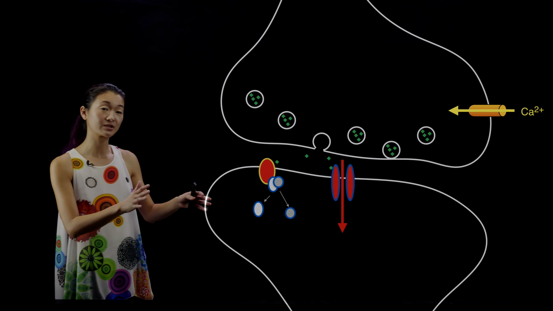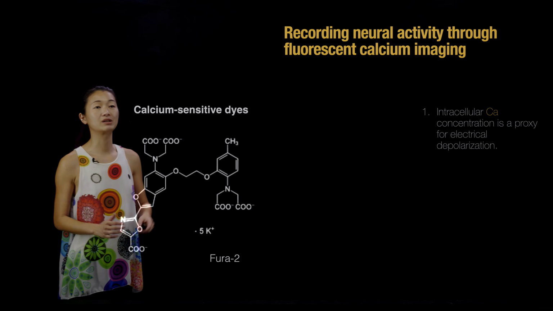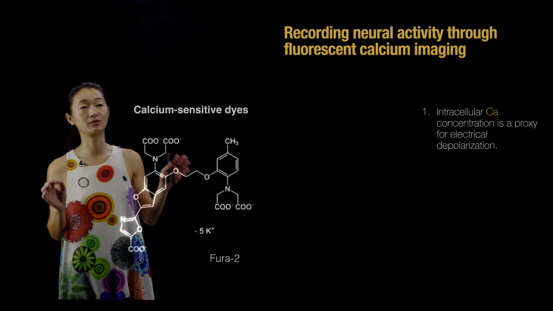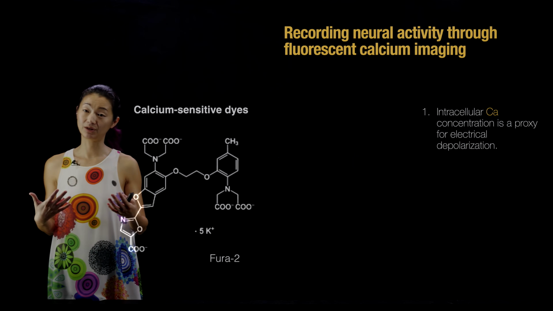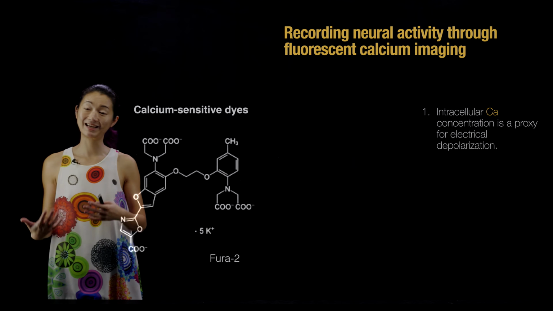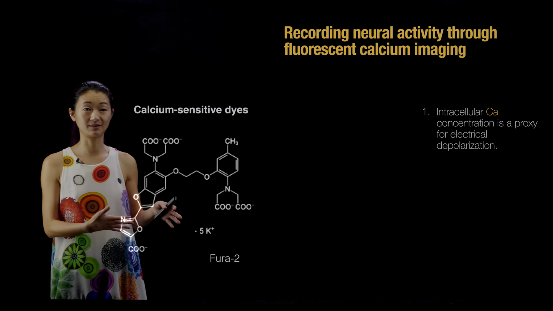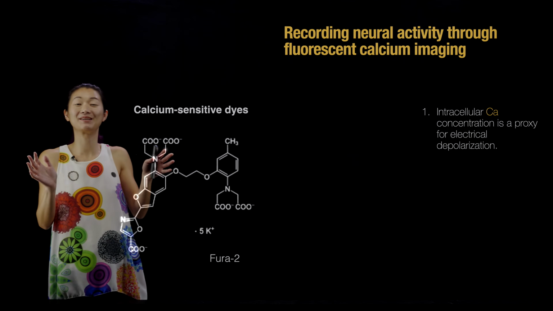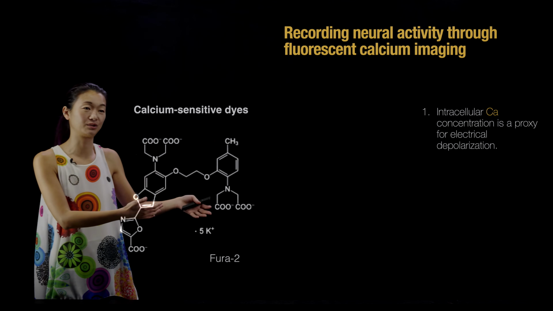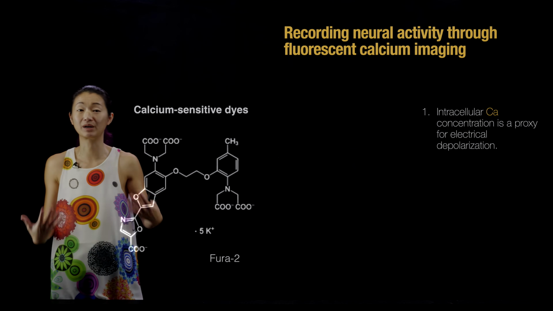Knowing this observation, we can make the approximation that we can record neural activity through fluorescence calcium imaging. Instead of measuring electrical potentials through electrodes, we're going to image the intracellular concentration of calcium. So how do we do this? How do we turn calcium concentration inside the cell, which is a proxy for electrical depolarization, into photons that we can image from a microscope?